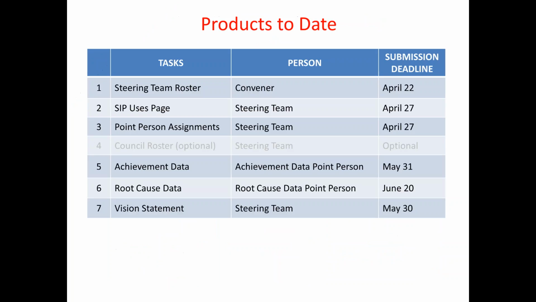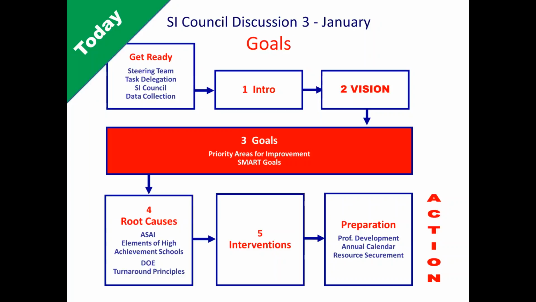So today, let me back up. We have several products now. The product that we added to our list is your vision statement. So as we're building this group of products that will become your school improvement plan, we now have the vision statement to add into that. Okay, so today we're working on goals. And we're going to come up with two types of goals, two different levels of goals. One is your PAIs, or your priority areas for improvement, and then the other is your SMART goals. So those are the areas that we're working on today.